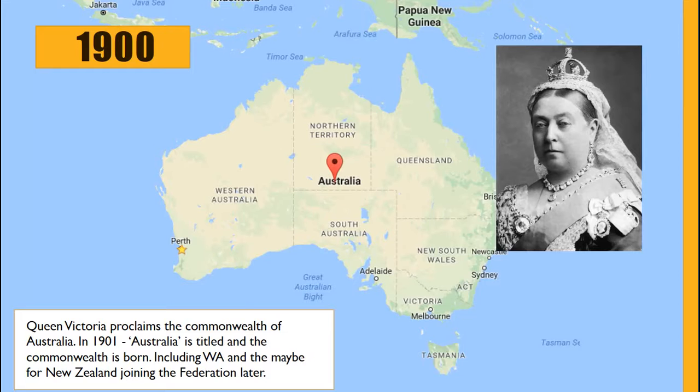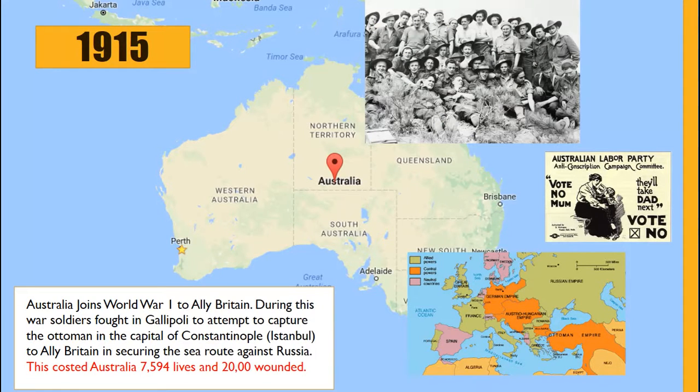In 1900, Queen Victoria proclaimed the Commonwealth of Australia. In 1901, Australia is titled and is a part of the Commonwealth. This includes WA and is open for New Zealand to join the Federation later. In 1915, Australia joins World War I as an ally of Britain.